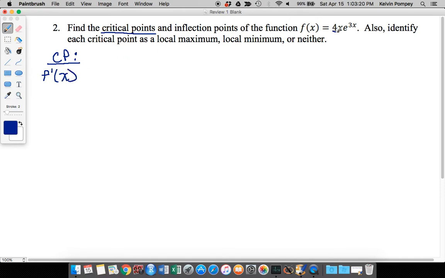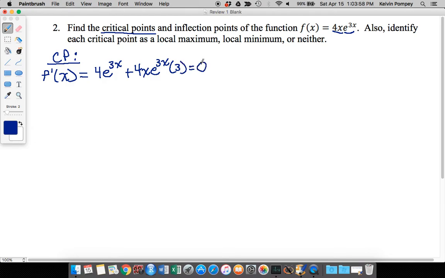This is a product rule, right? Because I have two functions of x multiplied by each other. So this is kind of a review of section 3.4 as well. If I want to find the derivative, I do the derivative of the first function, which is 4, times the second function, plus the first function times the derivative of the second function, which is e to the 3x. Since that's not just an x in that exponent, I have to use the chain rule, multiplied by the derivative of 3x, which is 3.